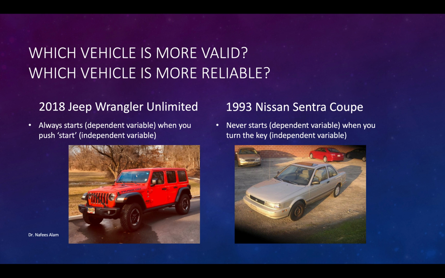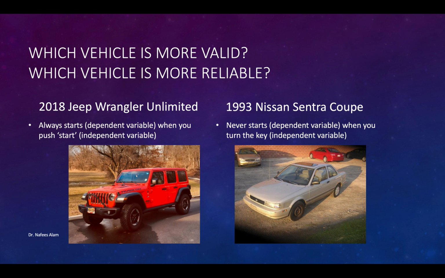And that's pretty self-explanatory because every time I manipulate the independent variable, meaning every time I push the start button, I get back the desired dependent variable response, which is the vehicle starting. So therefore, there's a correlation between the two. When I change the independent variable, the dependent variable changes with the independent variable. I push the start button, vehicle starts.